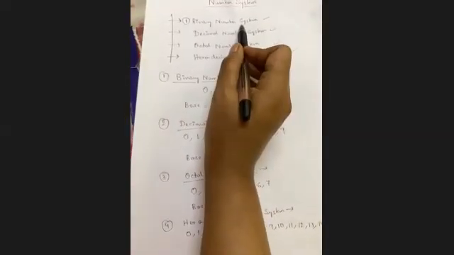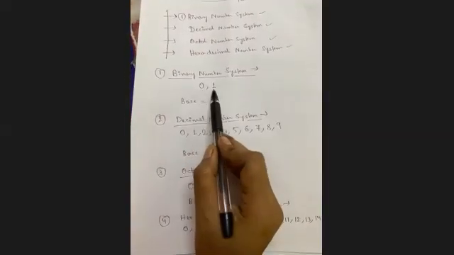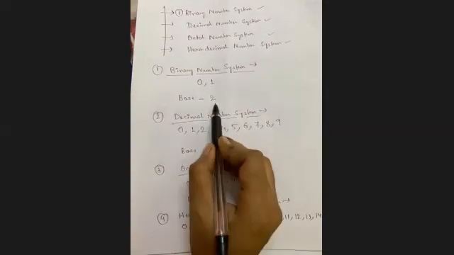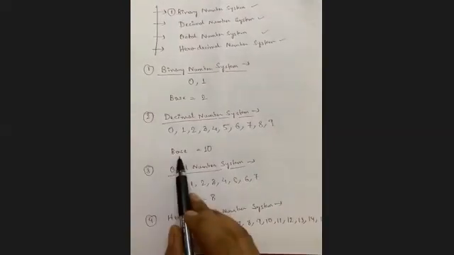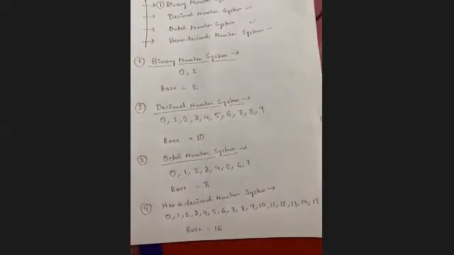So if you see it clearly, the binary number system consists of two numbers, that is 0 and 1, and its base is 2. For decimal number system, it starts from 0 to 9, its base is 10. For octal, 0 to 7, its base is 8. For hexadecimal, it starts from 0 to 15, the base is 16.